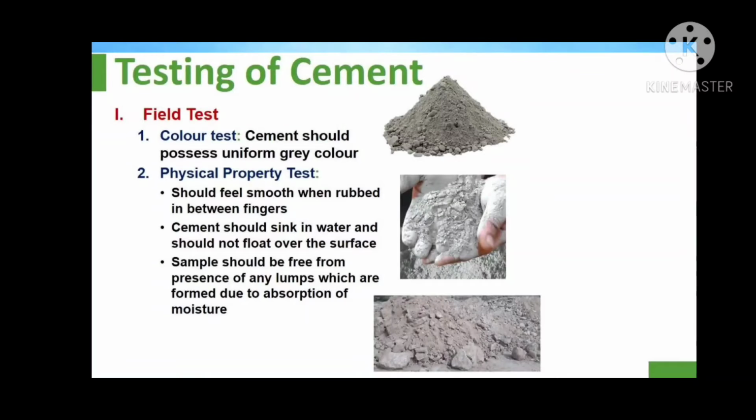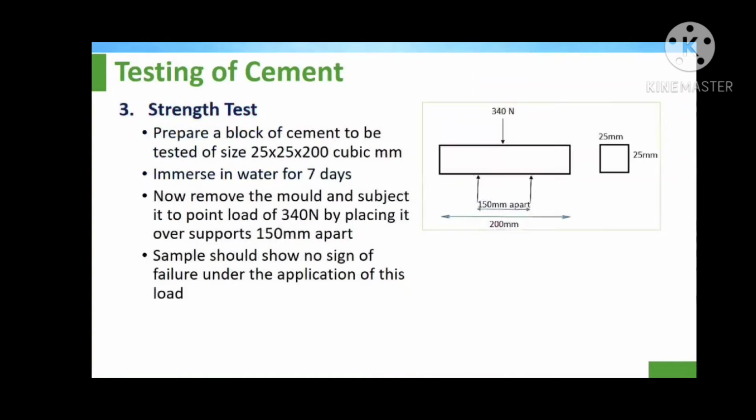Testing of cement. First, field test. First, color test. Cement should possess a uniform gray color. Second, physical property test. It should feel smooth when rubbed between fingers. Cement should sink in water and should not float over the surface. The sample should be free from any lumps which are formed due to absorption of moisture. Third, strength test. Prepare a block of cement to be tested of size 25 x 25 x 200 mm. Immerse it in water for 7 days.